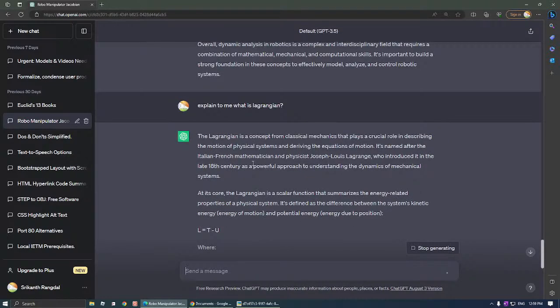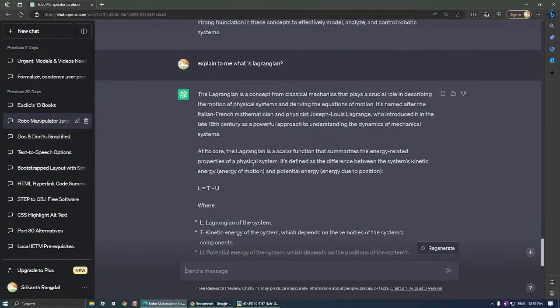The Lagrangian is a concept from classical mechanics that plays a crucial role in describing the motion of physical systems and deriving the equations of motion. It's named after the Italian-French mathematician and physicist Joseph Louis Lagrange, who introduced it in the 18th century. I'm not interested in history a lot. At its core, the Lagrangian is a scalar function that summarizes the inertia-related properties of a physical system. It's defined as the difference between the system's kinetic energy and the potential energy. Okay, so the difference in kinetic energy and potential energy is something that is stored.